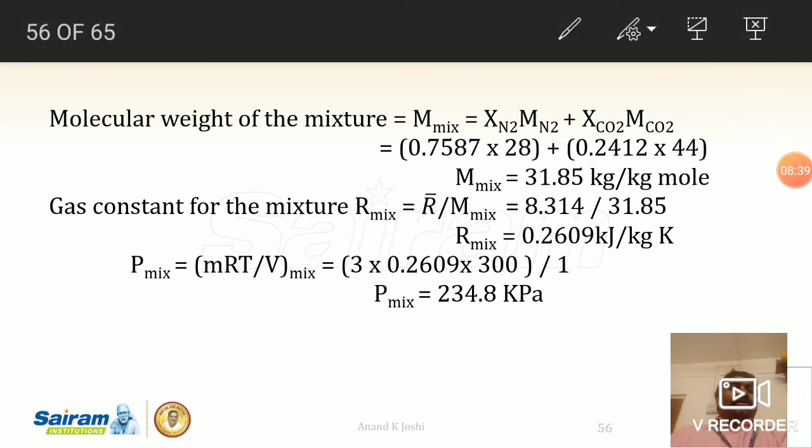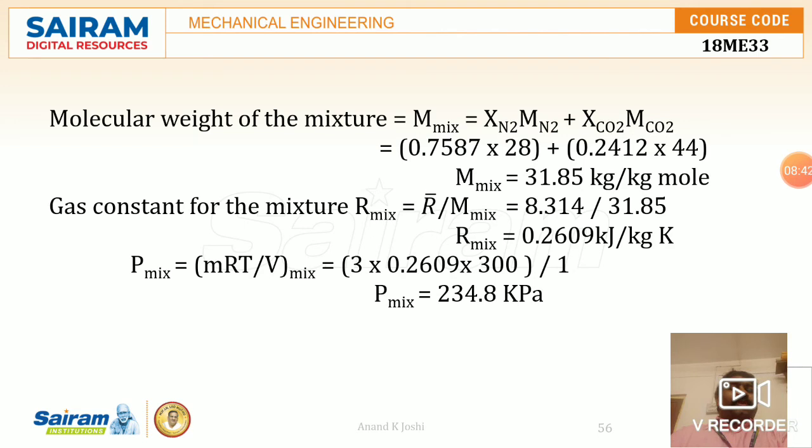And you will get the total pressure of the mixture inside the cylinder. How much is it acting? That is 234.8 kilopascal, or we can say 2.348 bar. Please listen carefully. The pressure acting on the mixture inside the cylinder is 2.348 bar or 234.8 kilopascal. So these are the values.